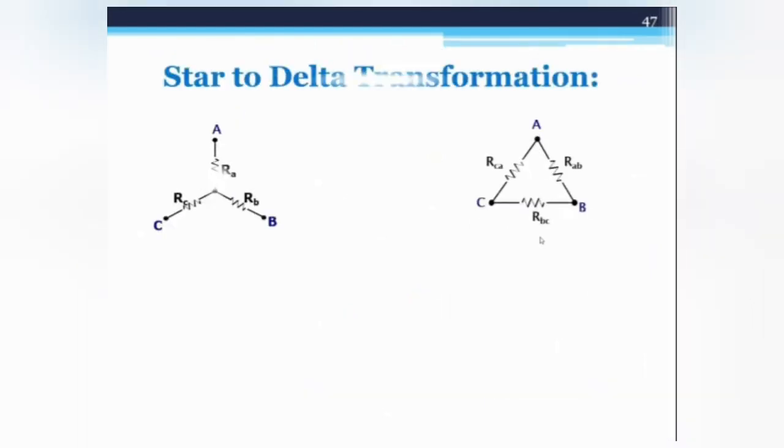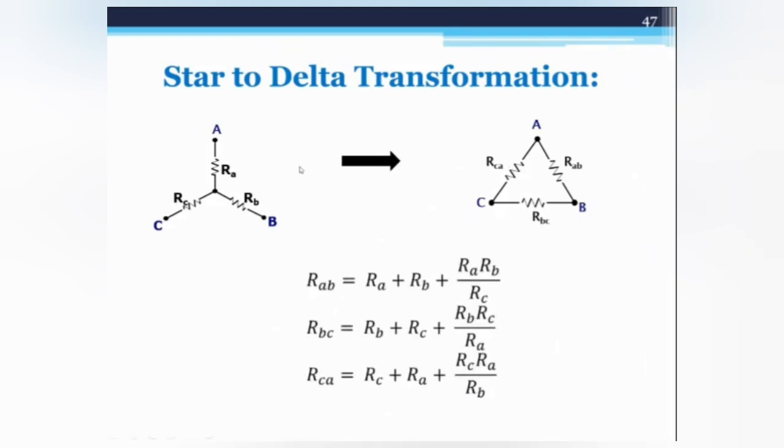So if you want to convert from star to delta, means the star values are given, RA, RB and RC, and you want to find the values of RAB, RBC and RCA, then RAB equal to RA plus RB plus RA into RB divided by RC. Similarly, RBC equal to RB plus RC plus RB into RC divided by RA. Similarly, RCA equal to RC plus RA plus RC into RA divided by RB. This is your star to delta conversion.